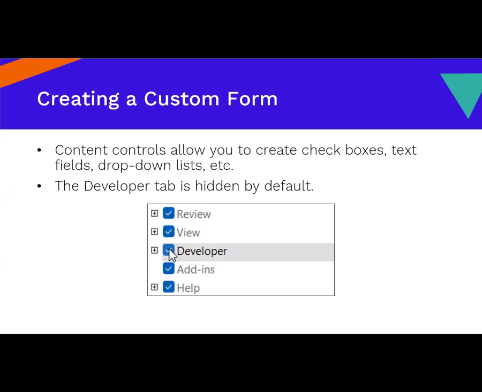So creating a custom form. Content controls allow you to create checkboxes, text fields, drop-down lists, etc. The developer tab is hidden by default. So you have to go in and select the developer tab in order for that to come up.